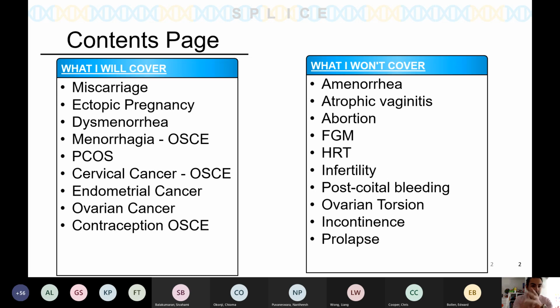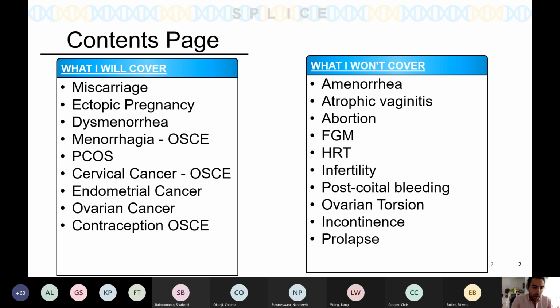But we'll go through miscarriage, ectopic pregnancy very briefly, dysmenorrhea, and these topics that I've picked are probably the ones that come up the most in the exams. And also I've thrown in some potential OSCE stations that may or may not come up. I don't know, but I think they may have come up in the past, or they're easily things that can be discussed with a patient. So we'll go through those as well.